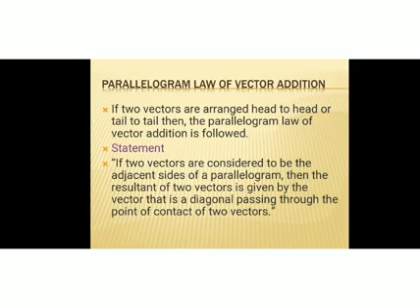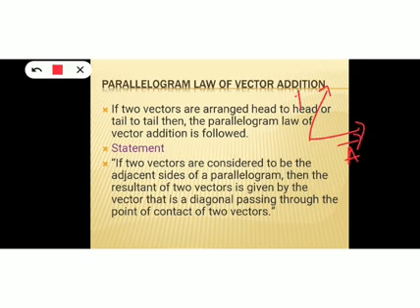Next we can discuss the parallelogram law of vector addition. So when do we use the parallelogram law of vector addition? If two vectors are arranged head to head or tail to tail, then the parallelogram law of vector addition is followed. Suppose this is vector A, suppose this is vector B, and we have joined the tails of the two vectors together. Or suppose two vectors are taken like this, where the heads of the two vectors are joined together. In such cases, we can apply the parallelogram law of vector addition.